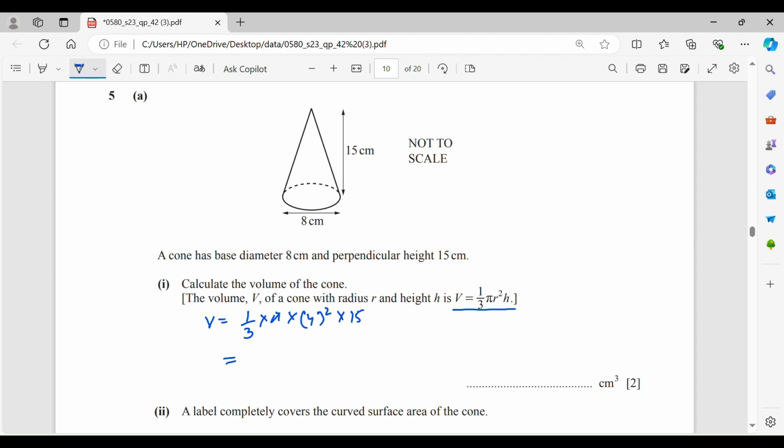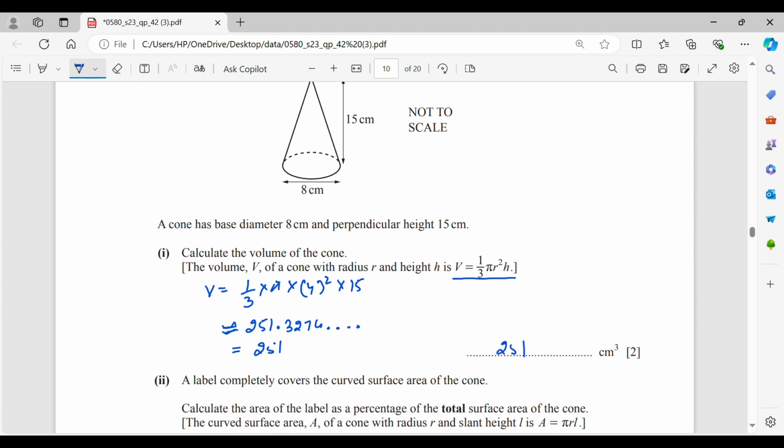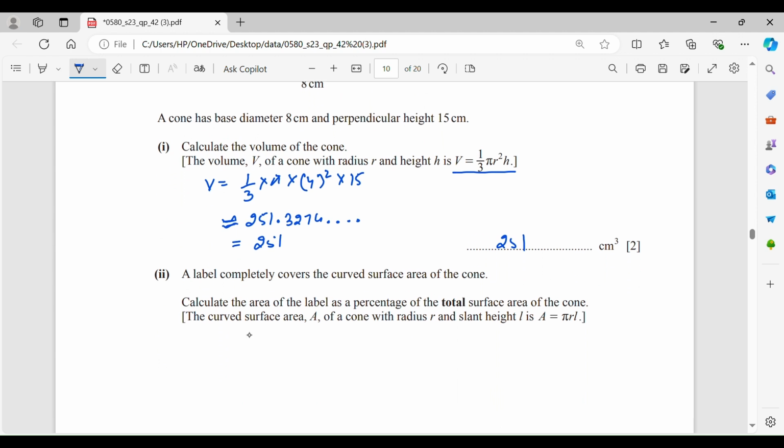So we will use the calculator here. Our answer will be 251.3274, approximate value. So in 3SF we will take 251, right? So our answer is 251 centimeter cube. Next, second part. A label completely covers the curved surface area of the cone. Calculate the area of the label as a percentage of the total surface area of the cone, right?